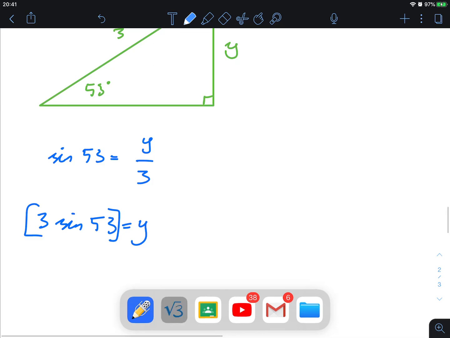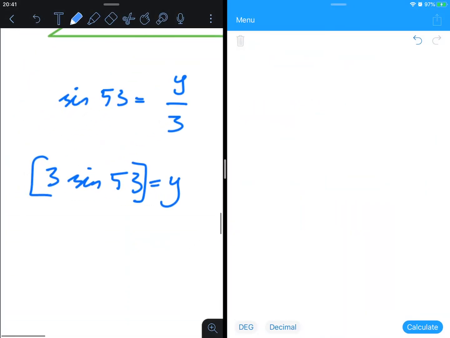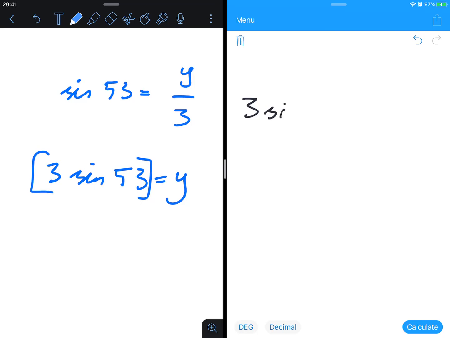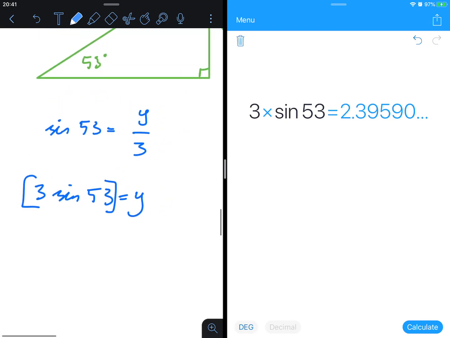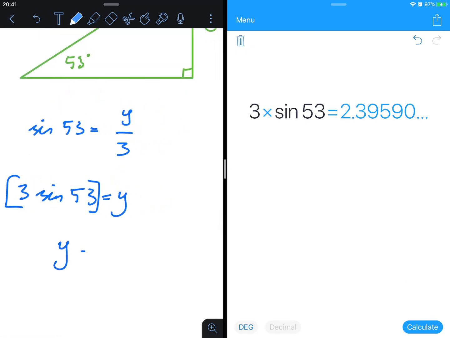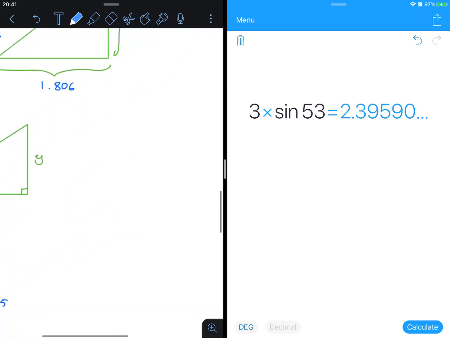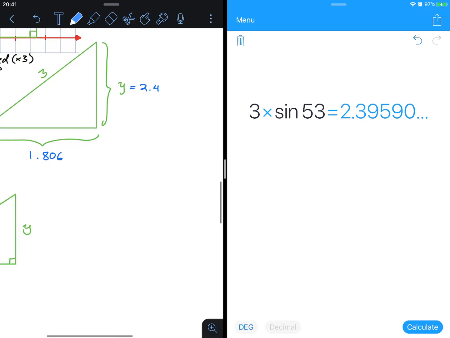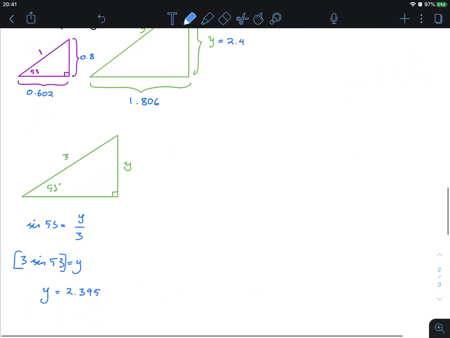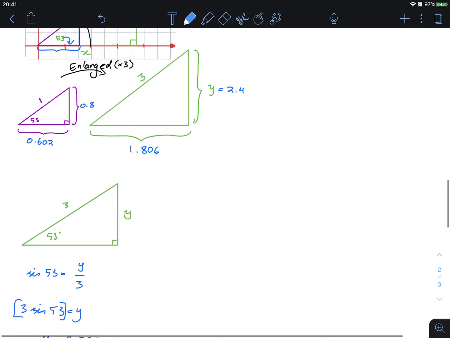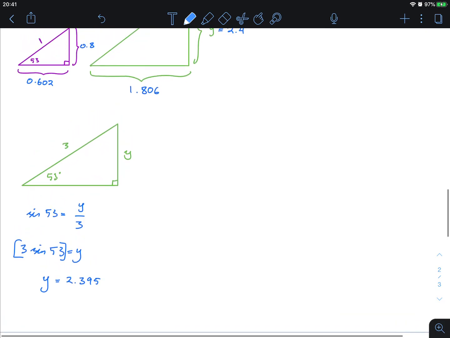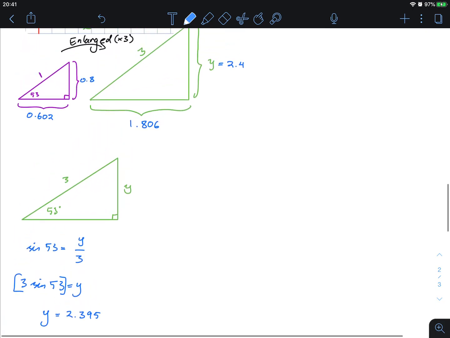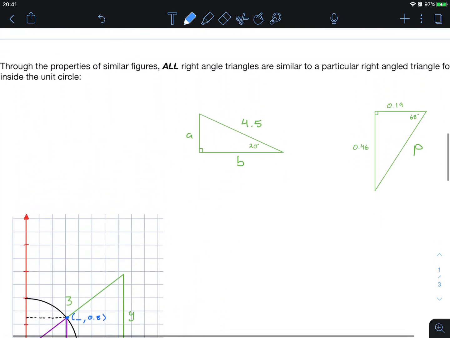So now let's see how well this compares if we just type it completely. 3 sine 53, 2.395. So y is equal to 2.395, which is very close to what we estimated to be 2.4. So I hope that gave you an insight into what's actually happening when we do these processes of finding missing sides. I'll be doing 2 more examples here in the next video.